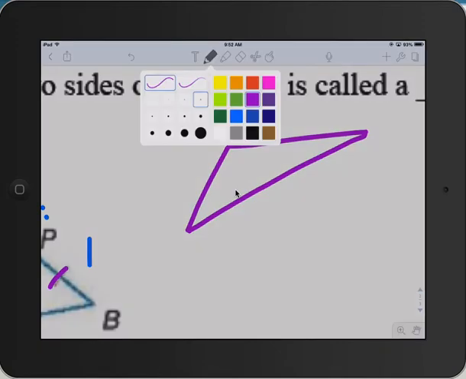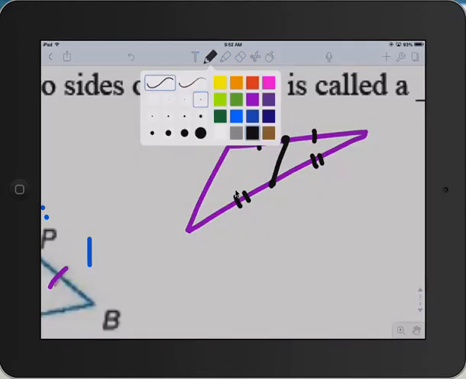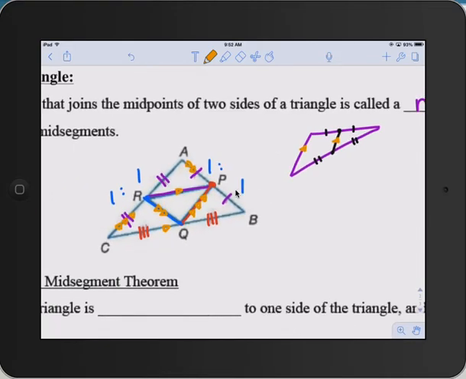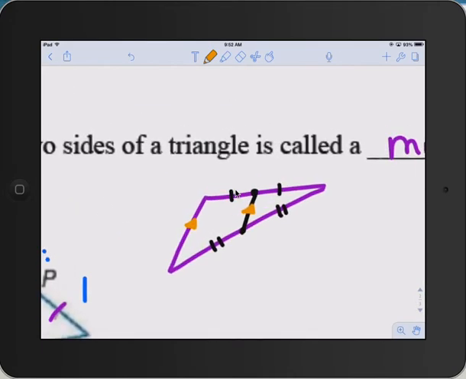So if we simplify this a little bit, given a triangle, if you find a midpoint of one side and a midpoint of the other side and join them together, it will force this segment to be parallel to a segment of the triangle that it does not intersect. It's connecting two midpoints of two sides of the triangle, and it'll be parallel to the one that it doesn't intersect.